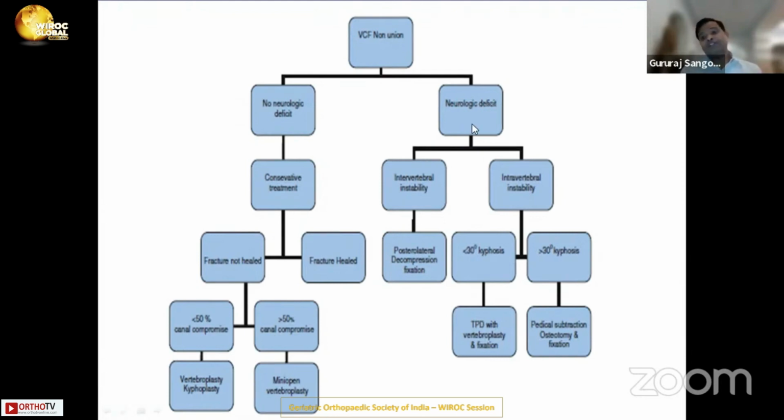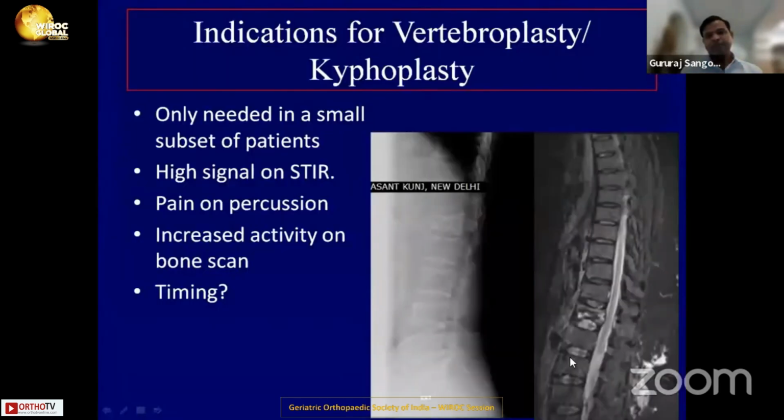If there is a neurological deficit at presentation, we have to differentiate between 2 kinds of instabilities: intervertebral instability and intravertebral instability. Because if you do a vertebroplasty or a kyphoplasty when there is an intervertebral instability, you will fail in that surgery. So if there is an intervertebral instability, you need to fix it. For intravertebral instability, if the kyphosis is less than 30 degrees, again you can do vertebroplasty with or without fixation. If it is more than 30 degrees, you need to do a kyphotic deformity correction.